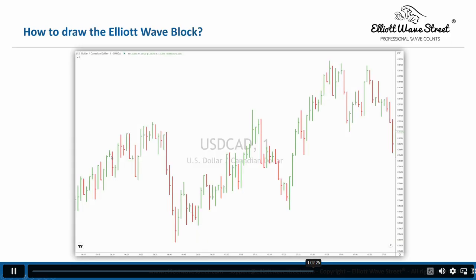This is a bar chart. For this part of the training, I'm using a bar chart because I want to explain how to draw the order block, and it's extremely easy. First step, find a turning point. So this is a turning point.